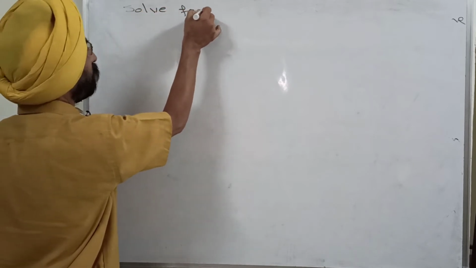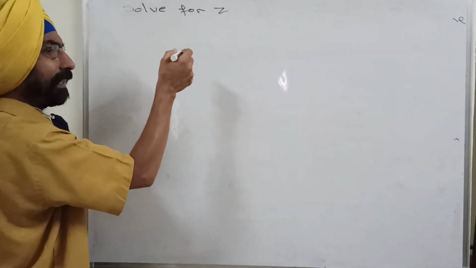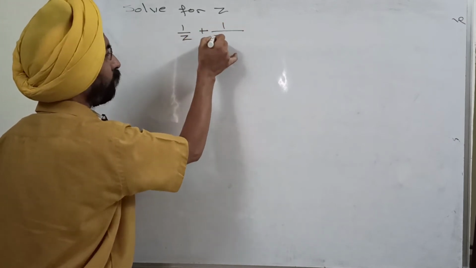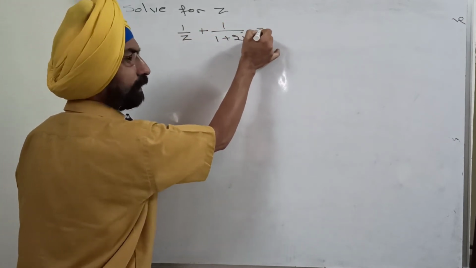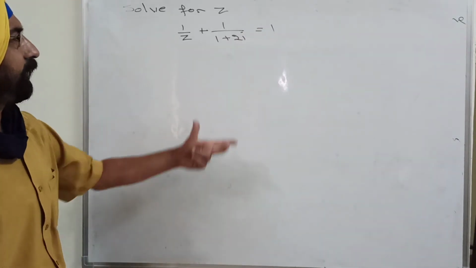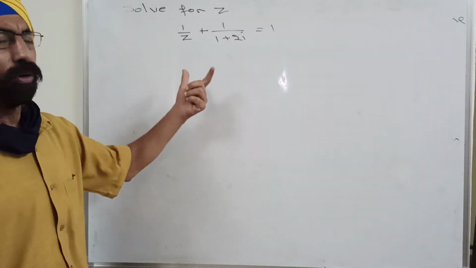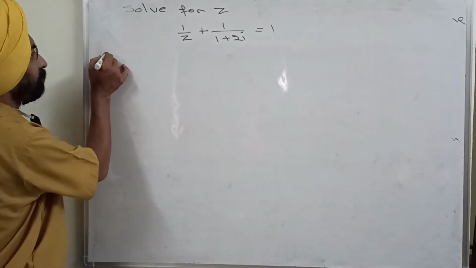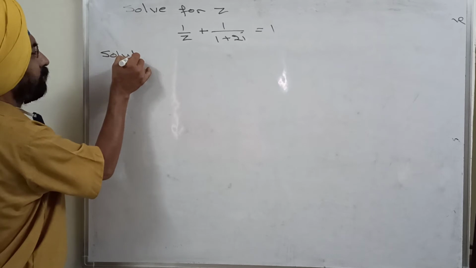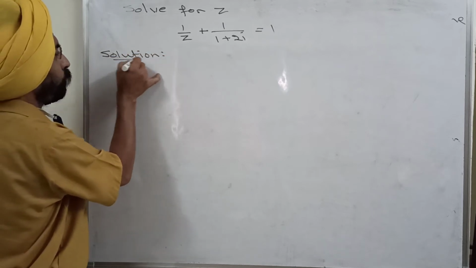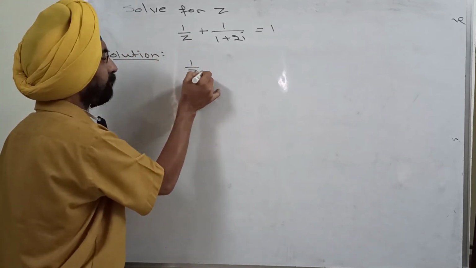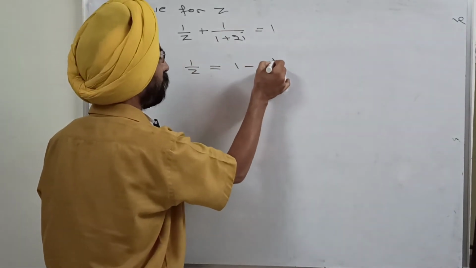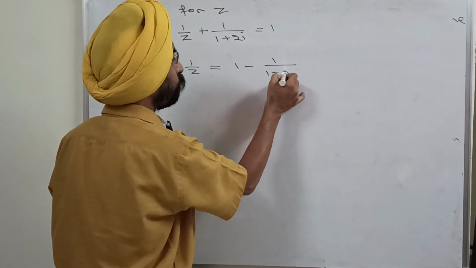Solve for z, and the equation is 1 upon z plus 1 upon 1 plus 2 iota is equal to 1. We have to solve this equation to obtain the complex number z, and the solution is very easy once again. As I told you, it is 1 upon z is equal to, take this term to the other side, it is 1 minus 1 upon 1 plus 2 iota.